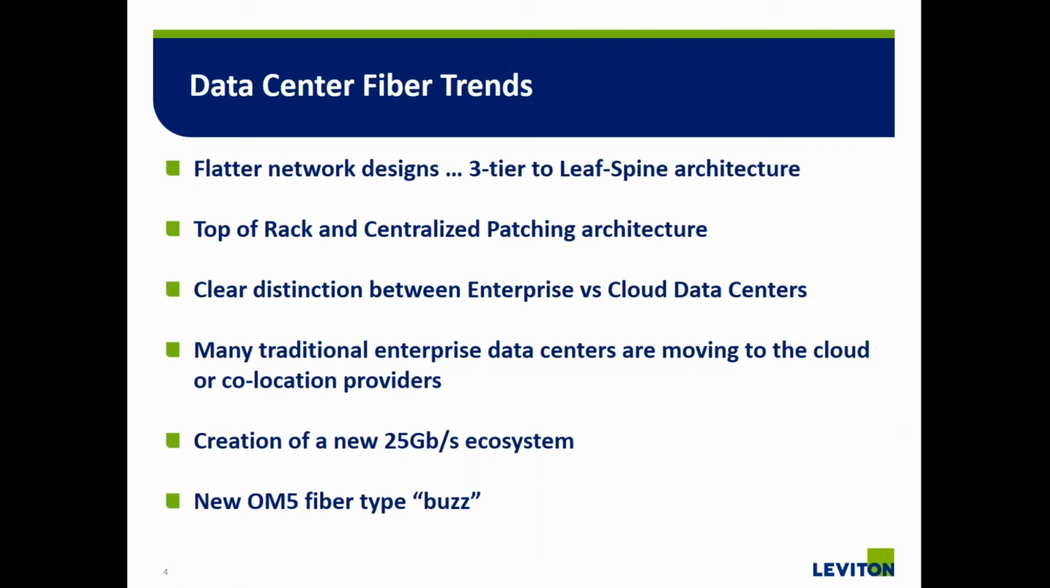So, fiber trends in the data center. Continued migration from the traditional 3-tier to 2-tier leaf and spine architecture. Top of rack and centralized patching are top 1 and 2 architecture in the data centers. There is now clear distinction or separation between enterprise and cloud data centers. Many traditional enterprise data centers are moving to the cloud or to co-location providers. Creation of next generation 25G ecosystem for higher speeds to complement 10G ecosystems. And lastly, new OM5 fiber type buzz that I will discuss in more detail.